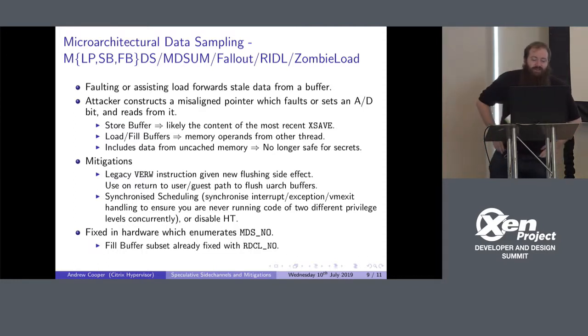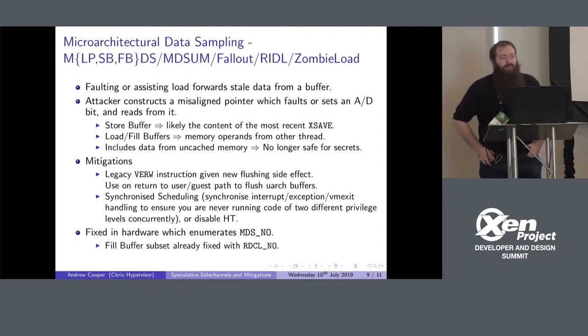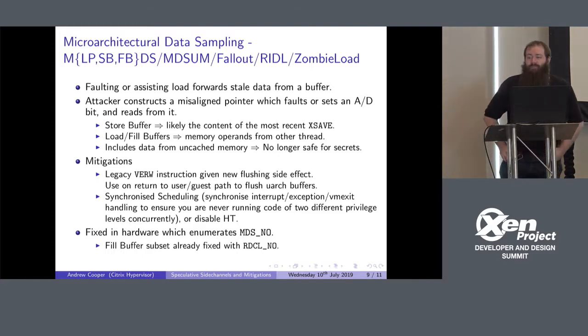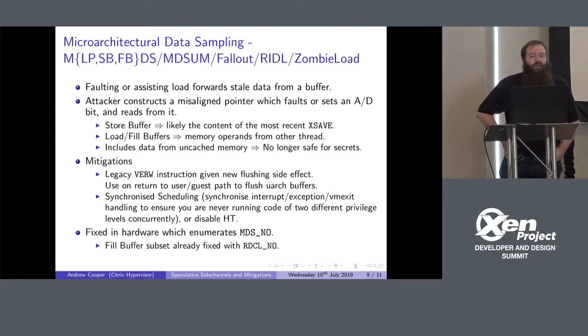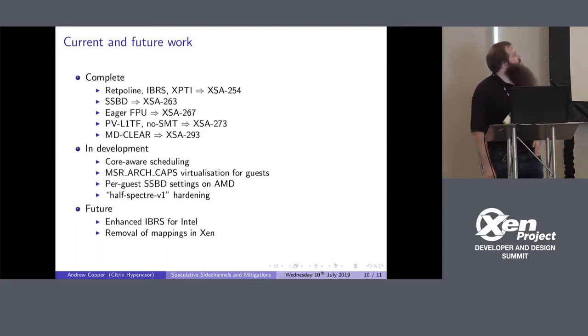To mitigate this, we take a legacy instruction that was only useful in the 286 processor, so even before 32-bit, and give it a new side effect of flushing the cache. Similarly to the L1 cache flush, again, we have to disable hyperthreading because the load and fill buffers let you read the memory operands of whatever happens to be on the other hyperthread at the time, be it another bit of user space, a different virtual machine, the kernel, the hypervisor, or indeed an SGX thing. Again, fixed in hardware with MDS_NO. Interestingly, Intel accidentally fixed this with the Meltdown mitigations, which is why it's already fixed with RDCL_NO.